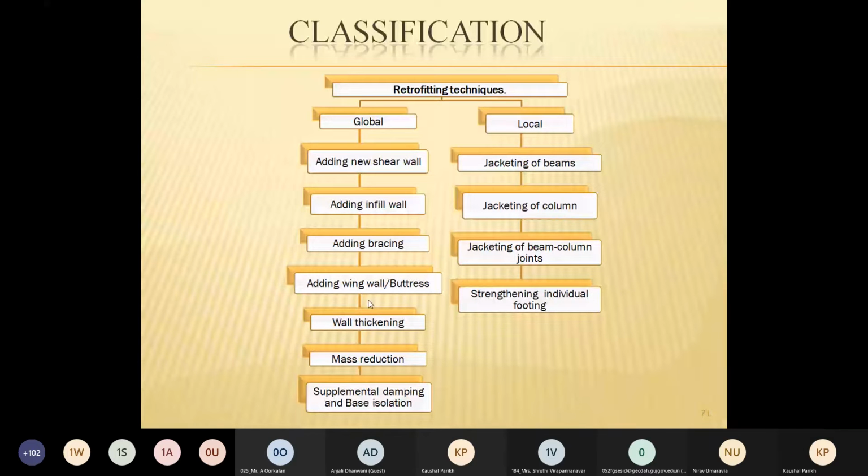So for the global retrofitting technique, one approach is adding a new shear wall, adding infill wall, adding bracing, adding wing wall or buttress, carrying out wall widening or wall thickening, or maybe reduction of the mass, or the application of damping or base isolation. This has to be carried out considering the structure as a whole.